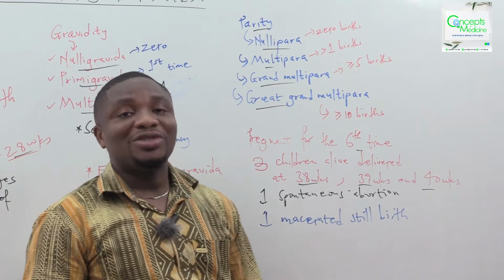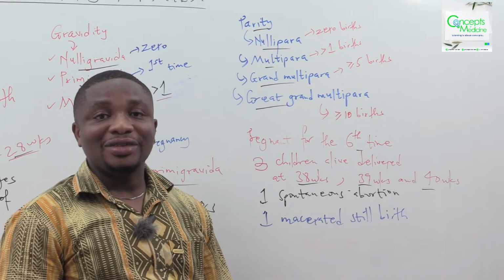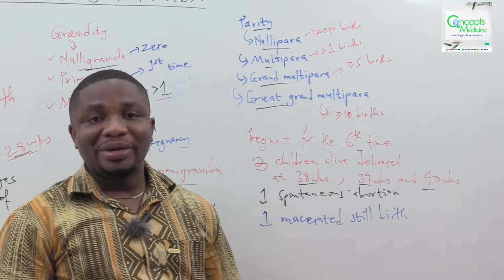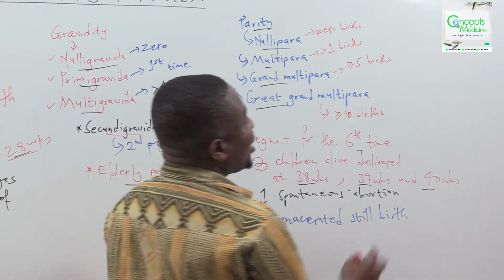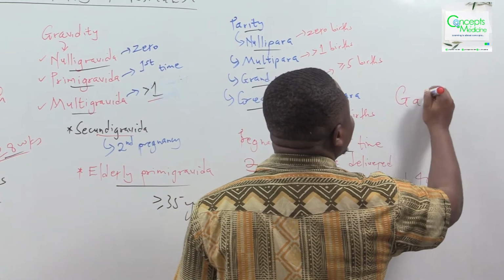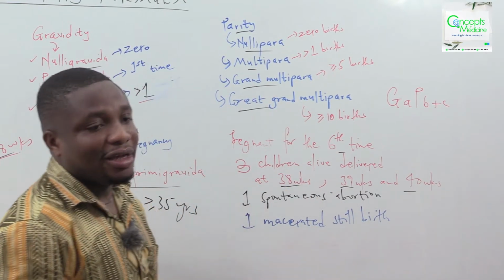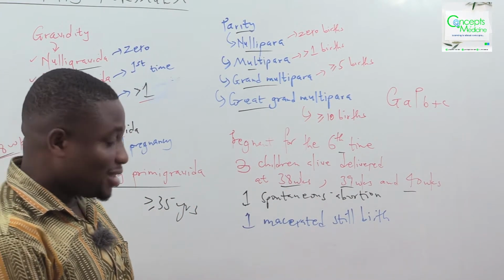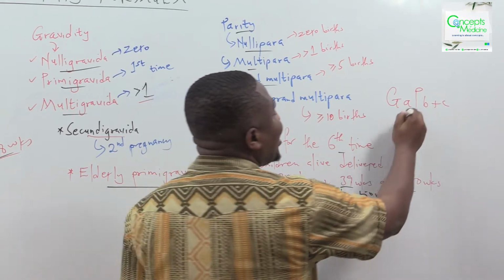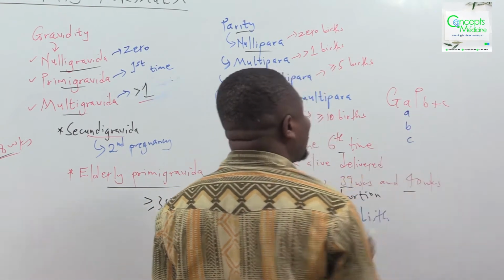So again, always write out the parity formula. That's the gravidity and the parity formula. And what would that be? We are having G_A P_B plus C. G subscript A, P subscript B plus C. All we have to find is our A, our B, and our C.